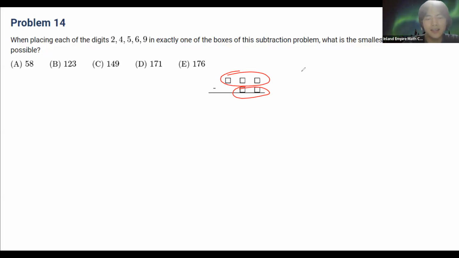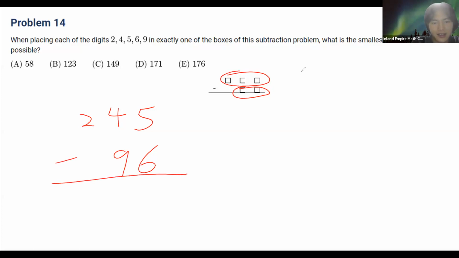Considering that we only have 5 digits, I would let the top one be 245, because that's as small as you can get, and the bottom number I would put 96, because that's as big as you can get. Subtracting that gives you, is that 149? Yeah, that's 149. So the answer is C. Yep, that is correct. Are there any questions?